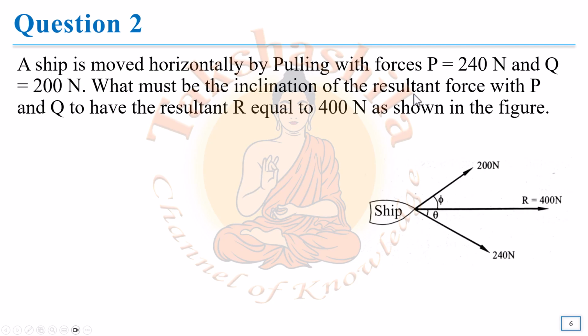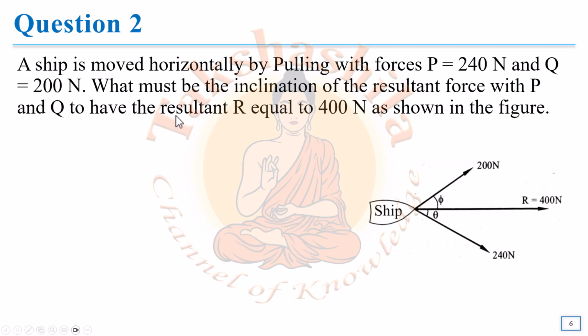What must be the inclination of the resultant force with P and Q to have the resultant R equal to 400 Newton, as shown in this figure? So basically we have a ship like this, and the ship is pulled with the help of two forces, 240 Newton like this and 200 Newton like this, and there will be a resultant force produced here. The resultant has a magnitude of 400 Newton and acts as shown here at an angle of phi with respect to 200 and at an angle of theta with respect to 240 Newton.